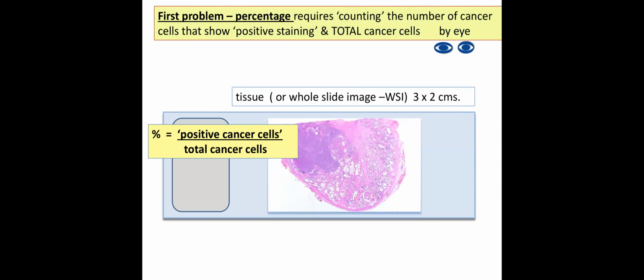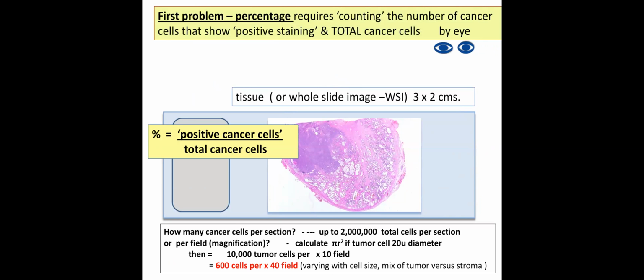In a tissue section, such as this one, which is relatively large, we can do the math and work out how many cancer cells could be present. And if we just do pi r squared with tumor cells at 20 microns in diameter, there can be up to 2 million tumor cells in this tissue section. This is not all cancer, it's partly cancer, so you have to estimate which part is cancer. We don't count the whole section or even try to. Of course, we can't. So we tend to do a field.